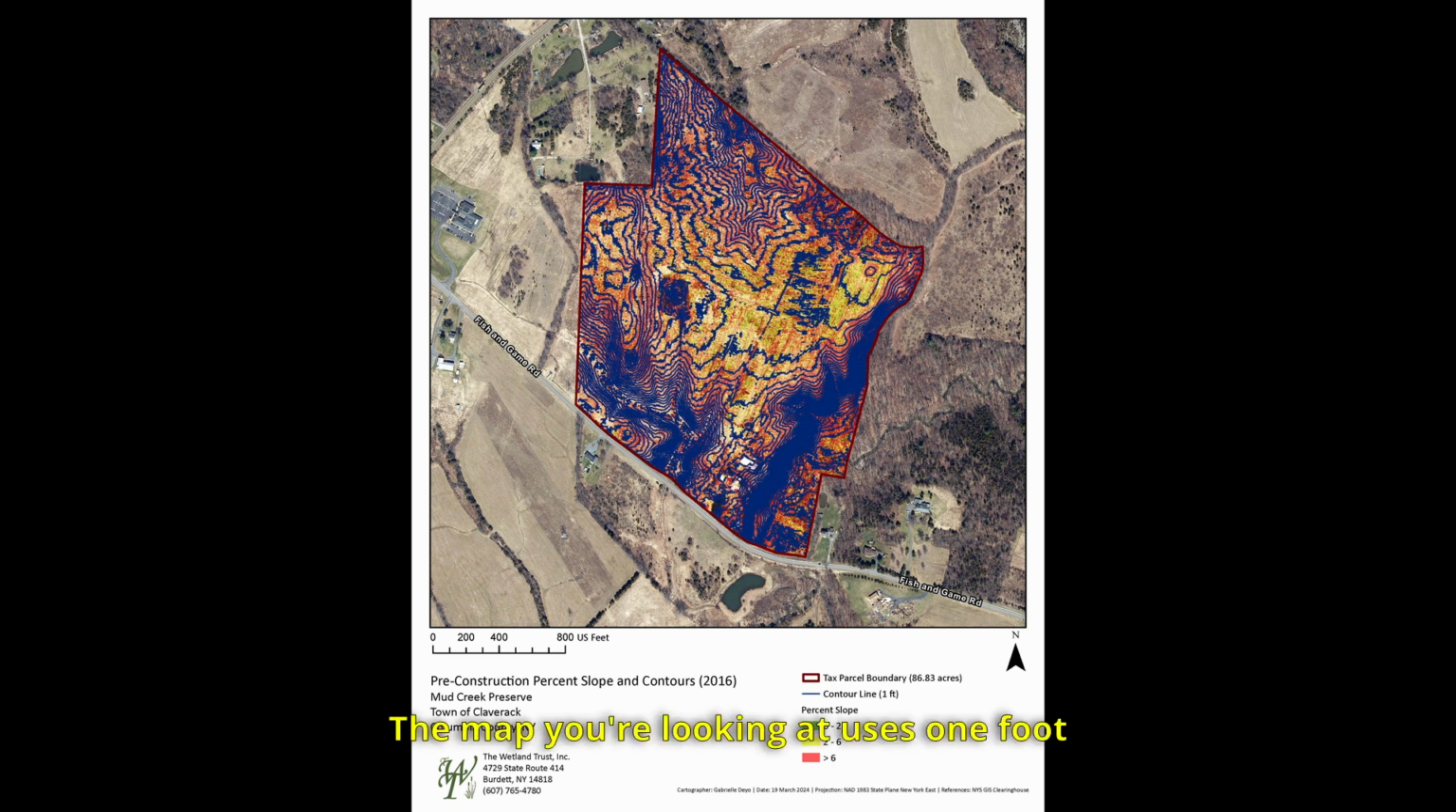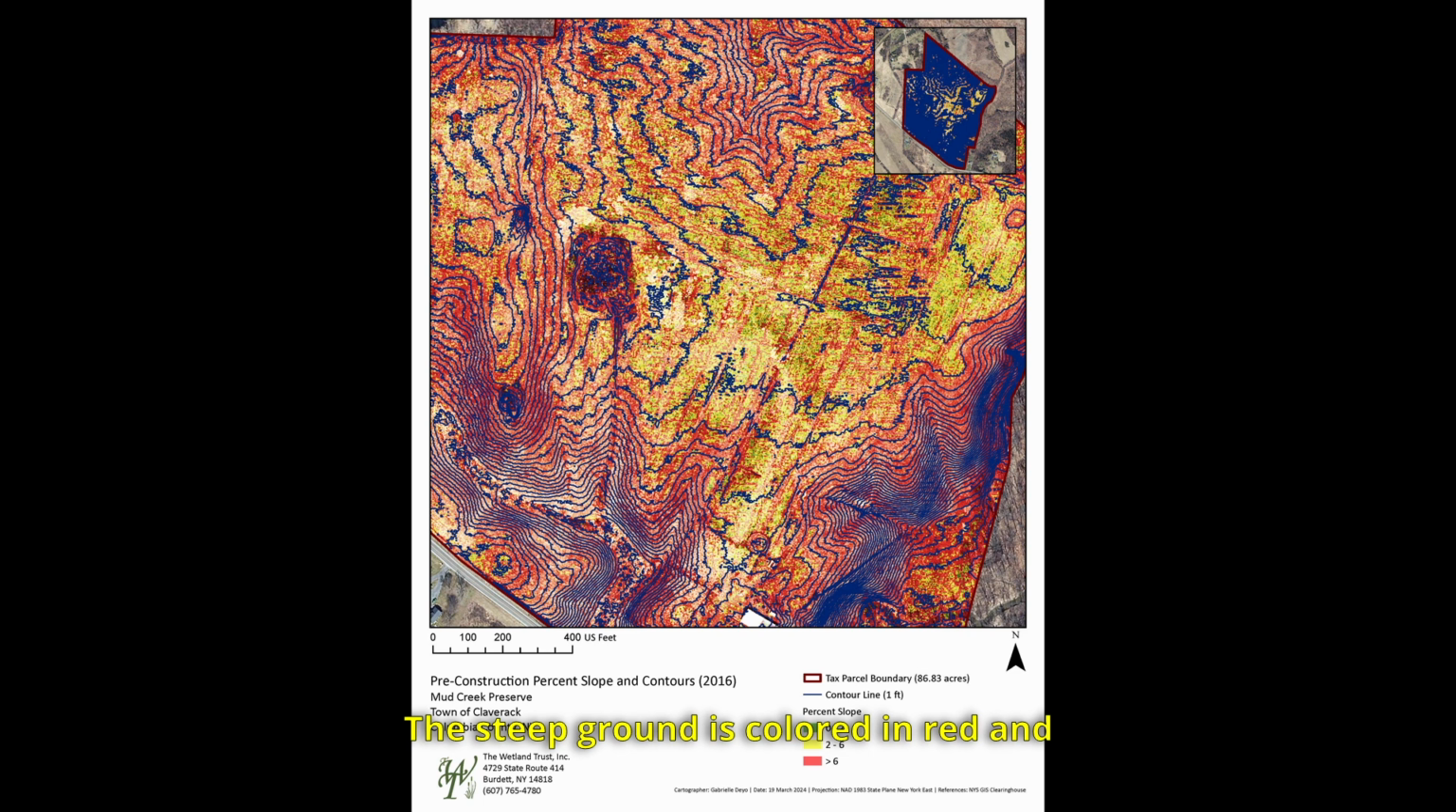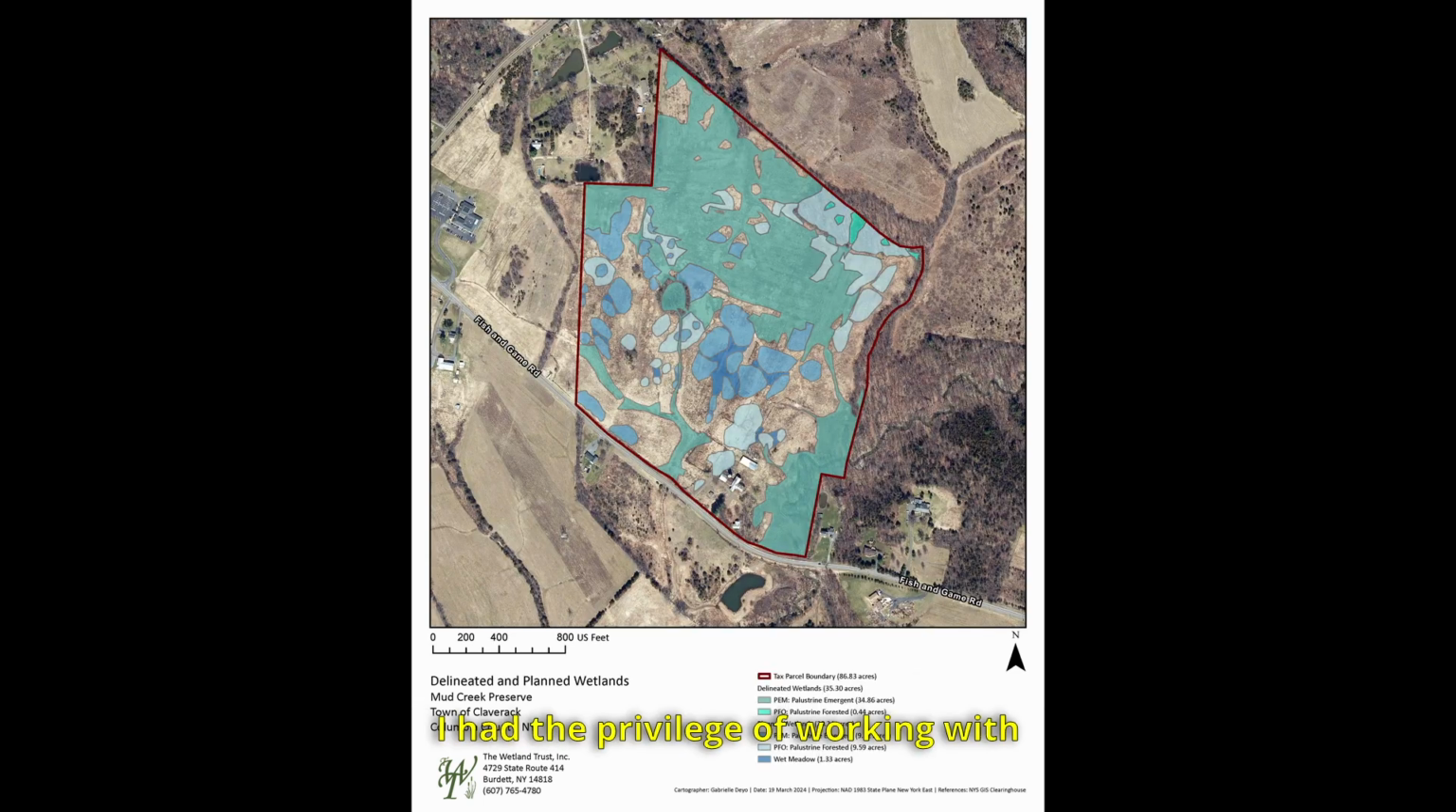The map you're looking at uses 1 foot contours and shading to show slope. The steep ground is colored in red, and the nearly level ground is colored in green. I had the privilege of working with personnel from the Wetland Trust to design a large wetland reestablishment project at the Mud Creek Wetland Preserve.